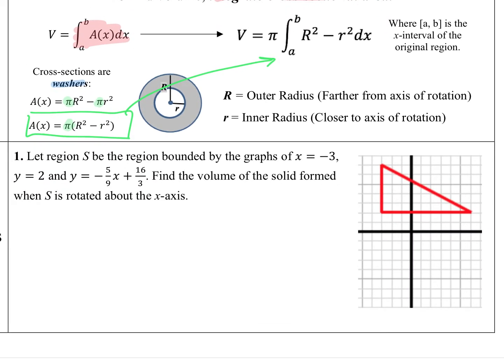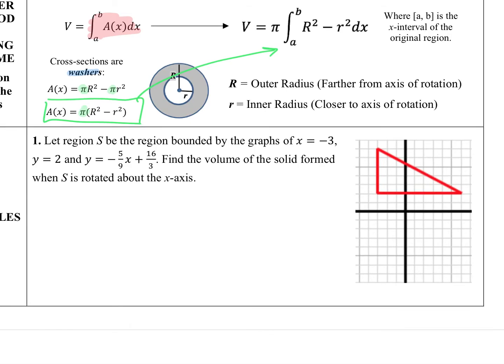So let's jump in here and do one. And this is the actual region that we had drawn above for us. The directions say that S is the region bounded by the graphs of x equals -3, which is here, y equals 2, which is this horizontal line, and y equals -5/9 x plus 16/3, which is this red line here. I went ahead and put a little subscript, and I'm calling that y1. And I'm asked to find the volume of the solid formed when I rotate this about the x-axis. So the x-axis is my axis of rotation.